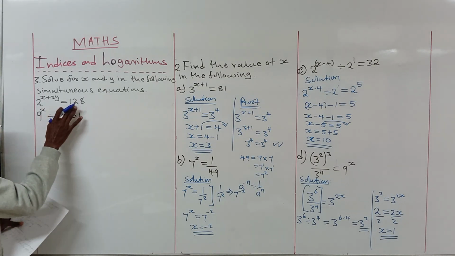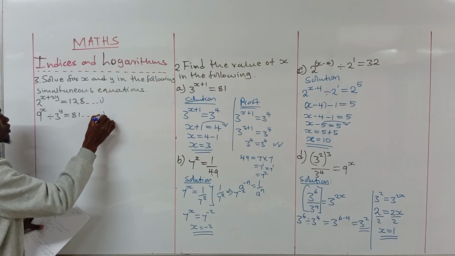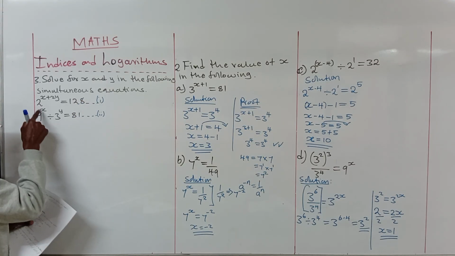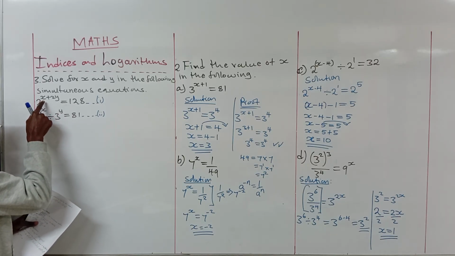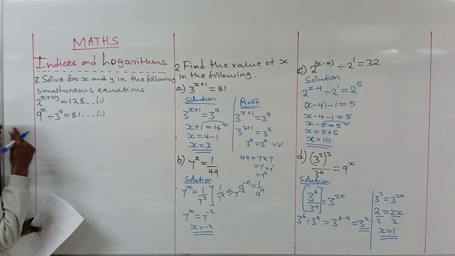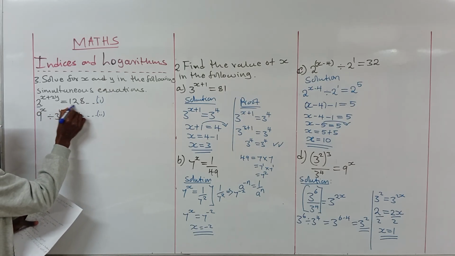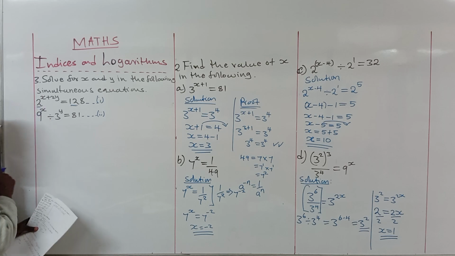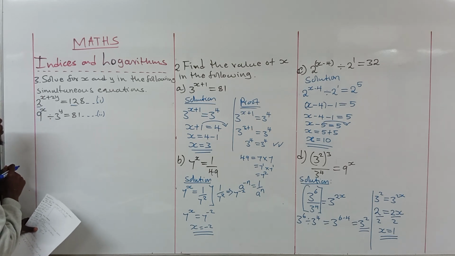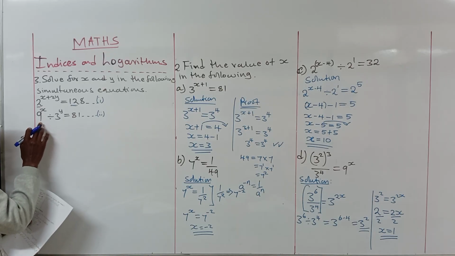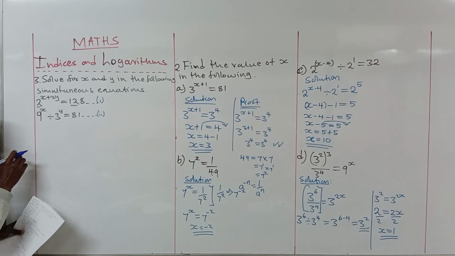So this is equation 1, this is equation 2. In that case, we have to check what is given here. This is 2 raised to the power x plus 2y is equal to 128. So we need to express this 128 to a base of 2. Next, here, we are going to express all these numbers to a base of 3. That is the list that we are given.